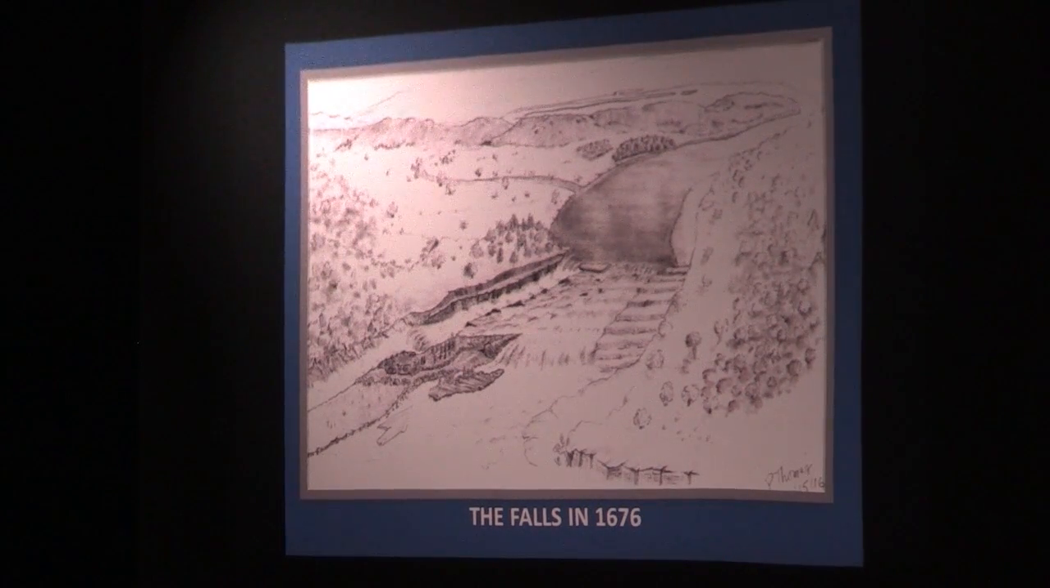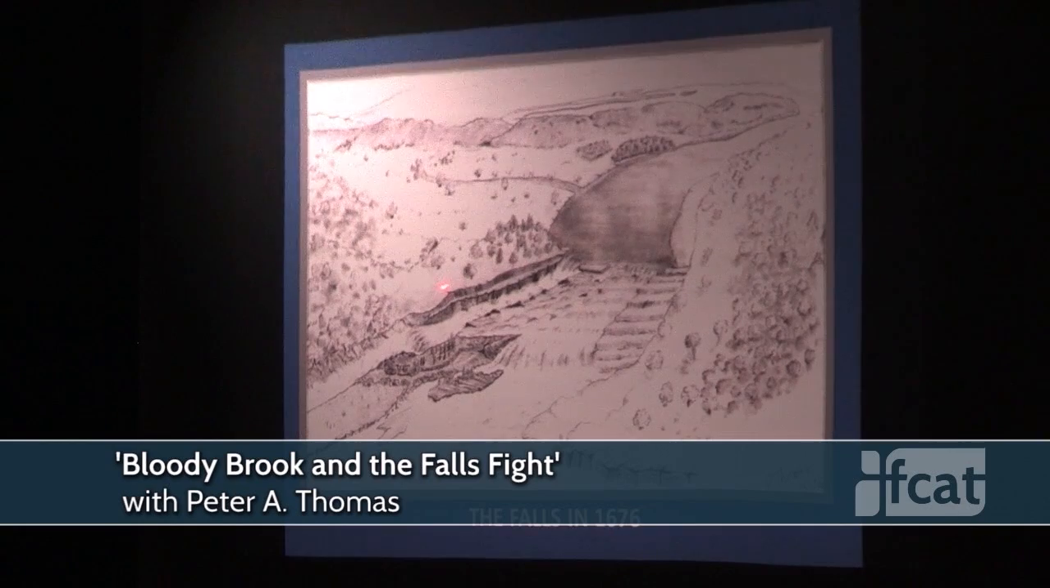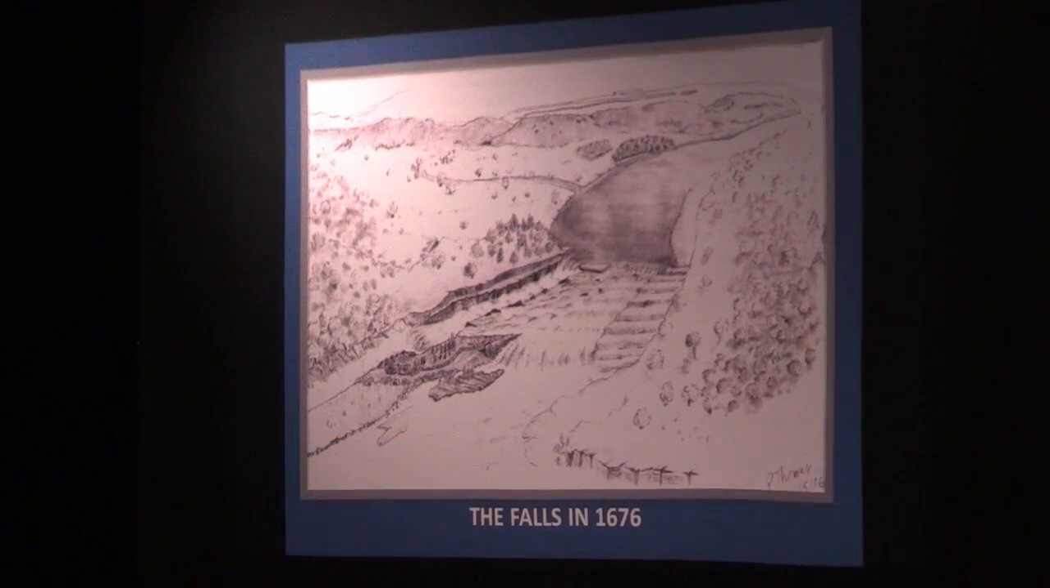But when attacking, there was one Englishman killed and one wounded. The one killed was shot by his own men coming out of a wigwam, and the other one was wounded. But by the time they got back to Hatfield, they lost 38.